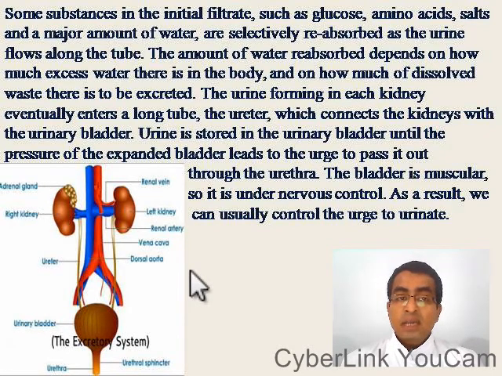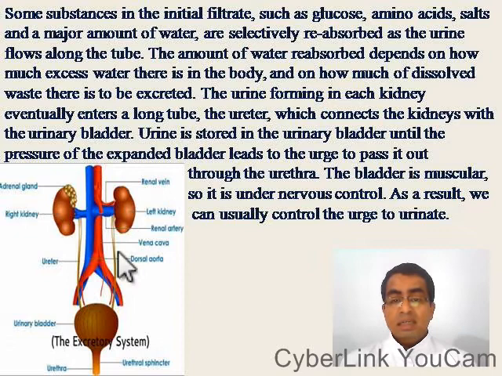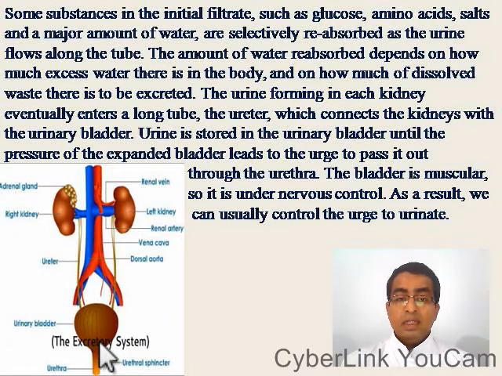The urine forming in each kidney eventually enters a long tube, the ureter, which connects the kidney with the urinary bladder. Urine is stored in the urinary bladder until the pressure of the expanded bladder leads to the urge to pass it out through the urethra. The bladder is muscular, so it is under nerve control. As a result, we can usually control the urge to urinate.